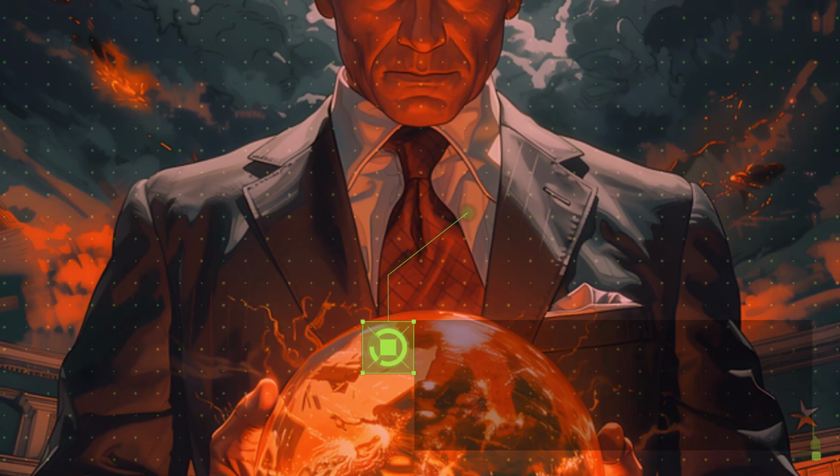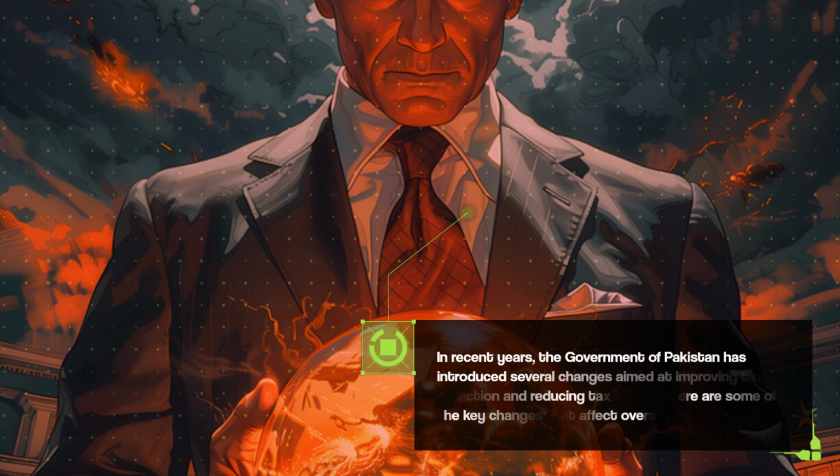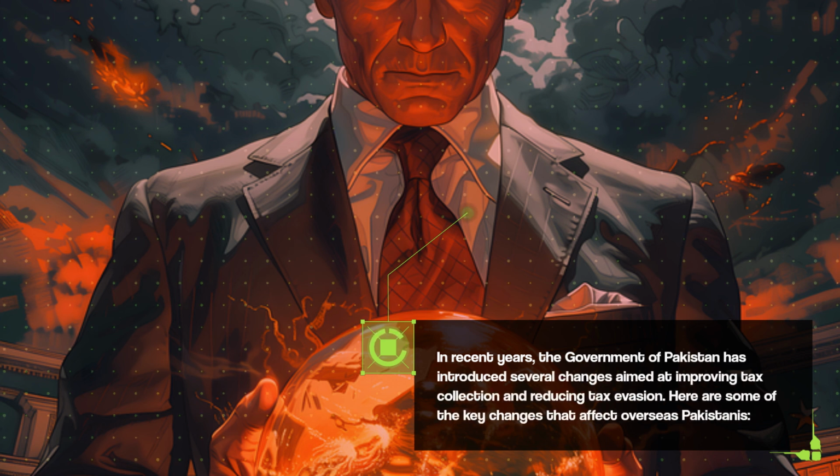Recent changes to the overseas Pakistani tax laws. In recent years, the government of Pakistan has introduced several changes aimed at improving tax collection and reducing tax evasion. Here are some of the key changes that affect overseas Pakistanis.